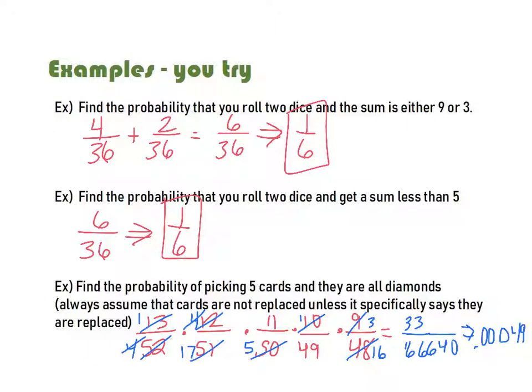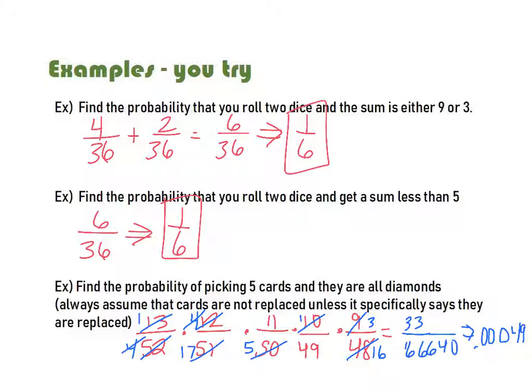All right, real quick, let's go over those. And that first one, the sum is either 9 or 3. I just went back to the chart. There were 4 ways to get a 9. There were 2 ways to get a 3. There's my 6 out of 36 possibilities, and go ahead and reduce that.